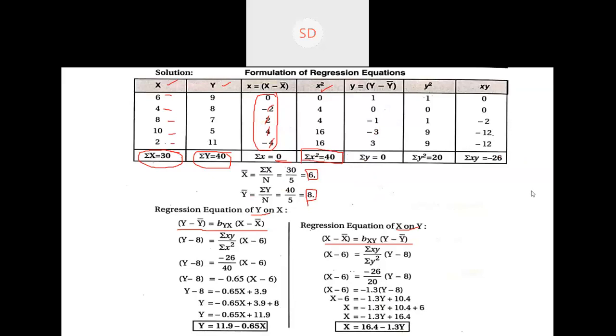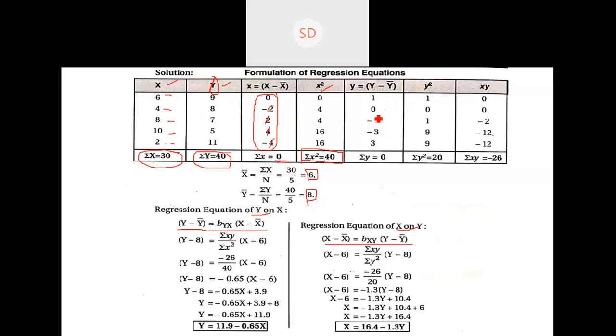Okay. Now, moving on, let us calculate the same deviations for y. For y deviations, we have calculated the actual mean, y bar, which is 8. So y minus y bar is what we have to calculate. 9 minus y bar, which is 8, so 9 minus 8 is 1.